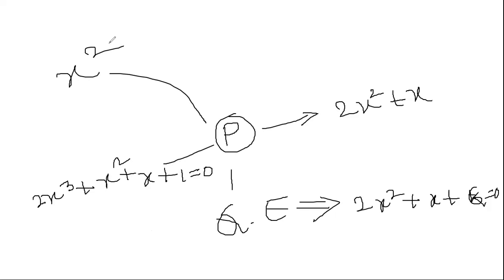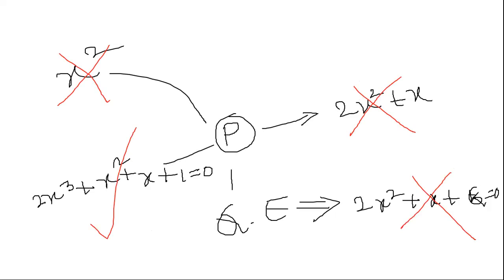This is not a polynomial. Why? Because this is not a polynomial. This is not a polynomial. Only this is a polynomial. Now, can you guess the statement about this? Can anybody guess the statement? The statement: how to conclude either this is a polynomial or not.